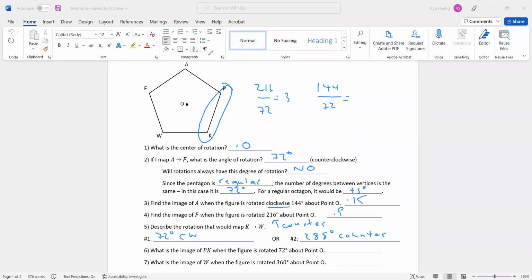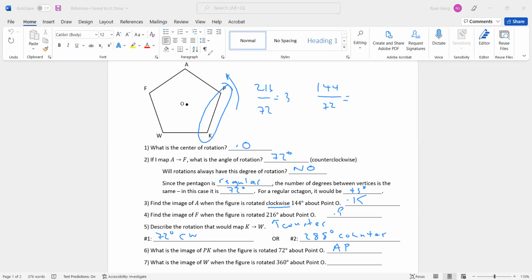What is the image of PK when the figure is rotated 72 degrees about point O? Now again, no orientation given. We're going counterclockwise, which is this way. Now you've got to be careful here. I can't just pick 2 points. Well, first of all, it's where we land. Where we land is 1 step counterclockwise. So I land at AP. And that is the answer here.